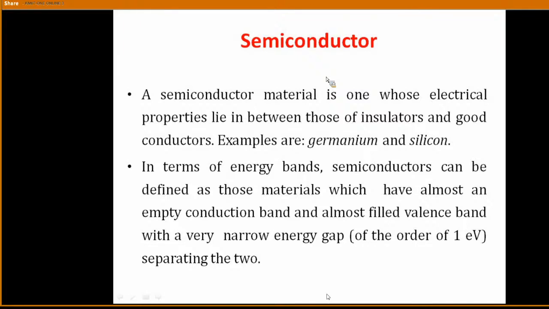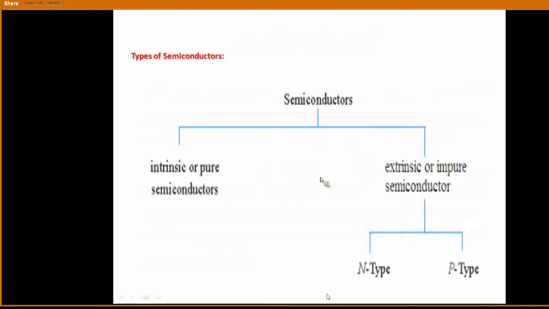Now we are moving on to our actual topic, the semiconductor. What is a semiconductor? A semiconductor material is one whose electrical properties lie in between those of insulators and conductors. In terms of energy bands, semiconductors are those materials which have an almost empty conduction band and an almost filled valency band. This I just discussed in the previous slide. The band gap is on the order of 1 electron volt, separating the conduction band and the valency band.